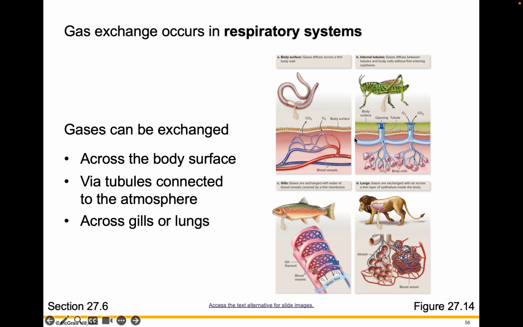Gases can be exchanged in a few different ways. It can be exchanged across the body surface, like in worms. Their gas exchange crosses through their skin, right? It can also happen by tubules that are connected to the atmosphere, like in insects. And it can also happen across gills or lungs. We'll focus mostly on what happens in mammals with these anatomy lectures, but it's important that you understand that things are different in other types of organisms.